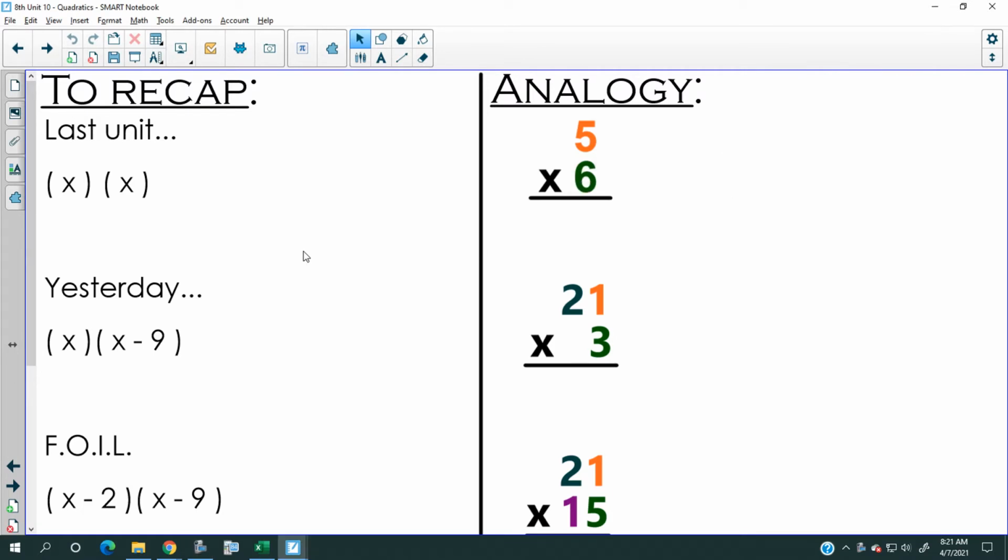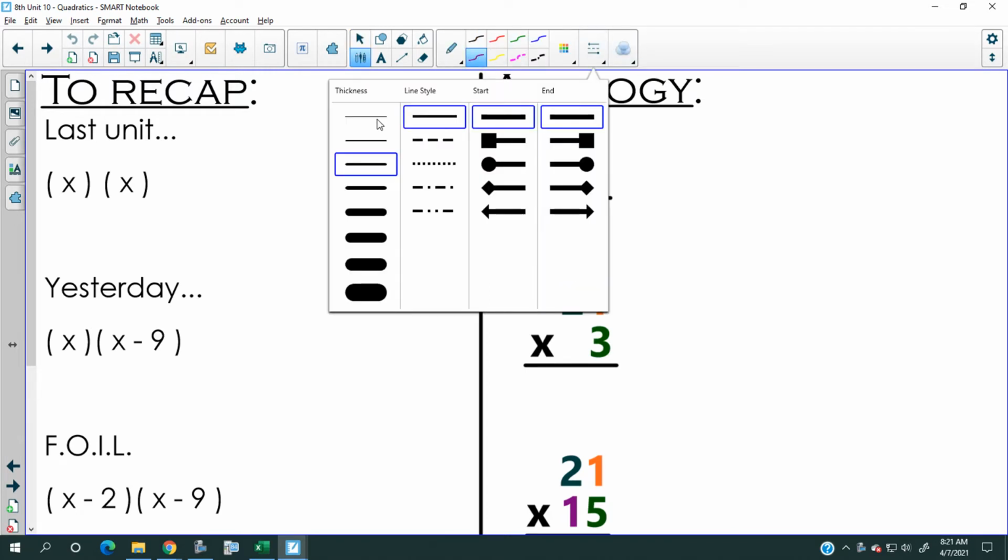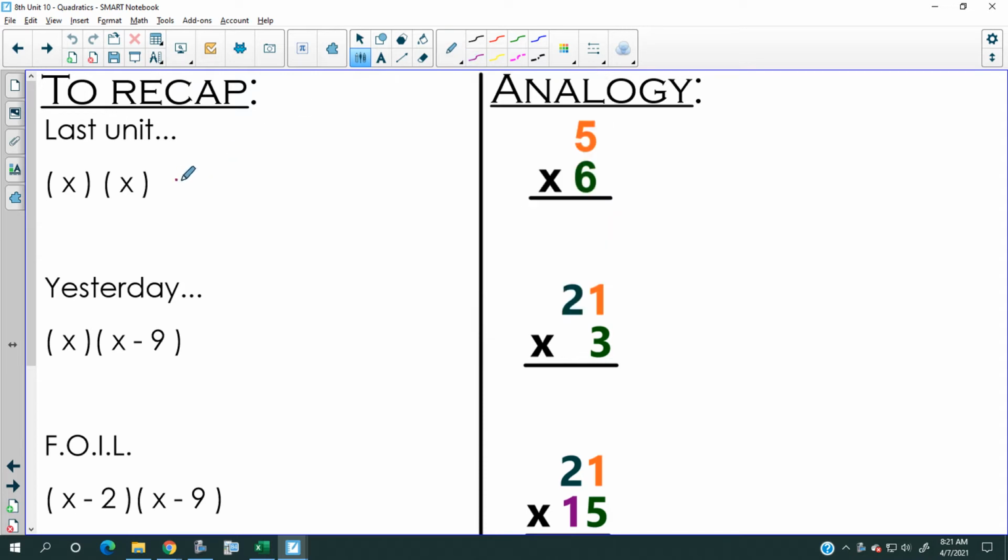Okay, all right, here we go. So what I want to do today is two parts. One is we're going to recap what we have done so far, all right? And the second is to get some practice. So now, what I want to do is use an analogy, okay?